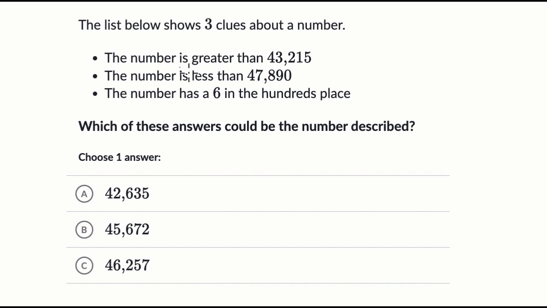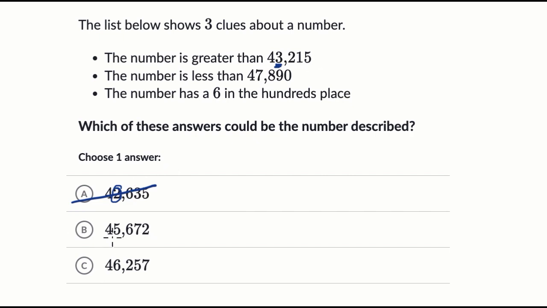So the first clue is the number is greater than 43,215. So let's see which of these numbers are greater than 43,215. They all have 4 10,000s, so that doesn't help us much. But if we go to the thousands place, this one only has 2 thousands. So it's not greater. This is 42,000 and something. So it's definitely less than 43,000 and something. So we can rule this one out just based on that first clue.